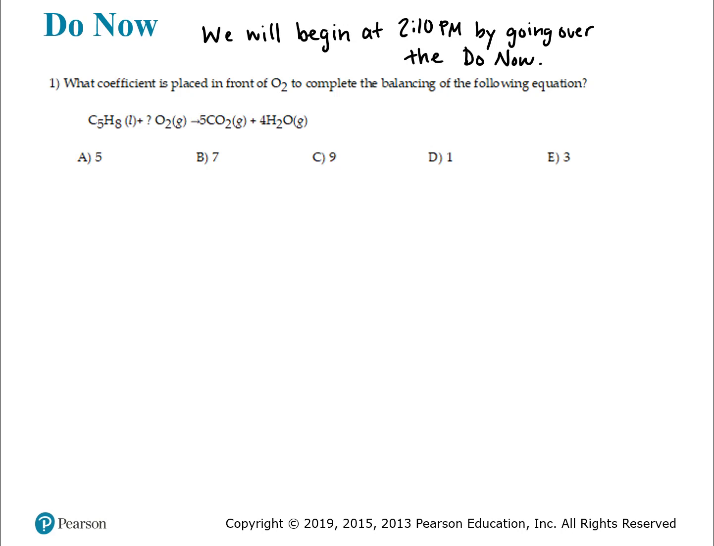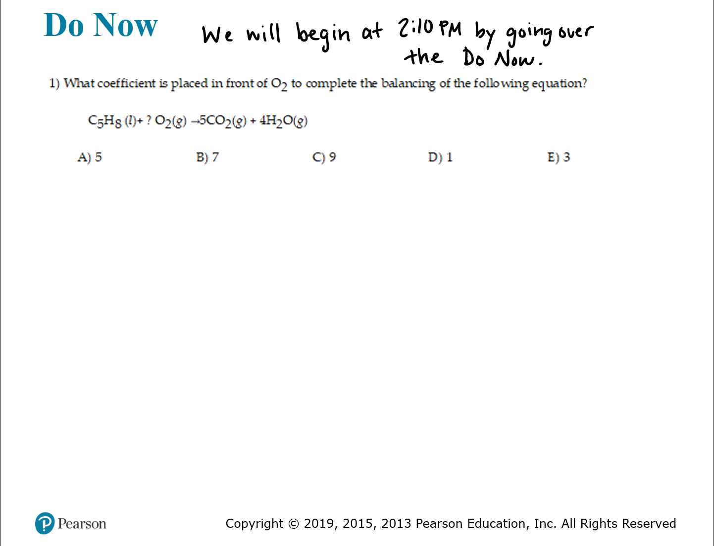We're starting with the review of balancing an equation. This is a sample problem like you might see on your exam. I'm going to try to throw those in as the do nows, so we work an exam review along the way.